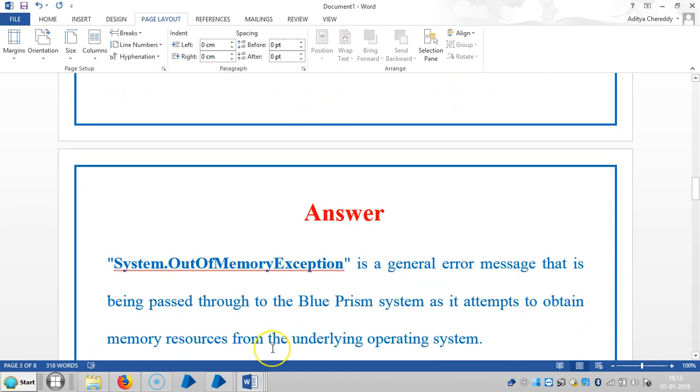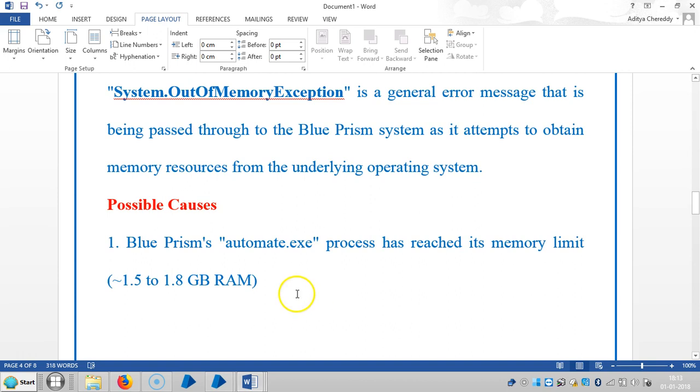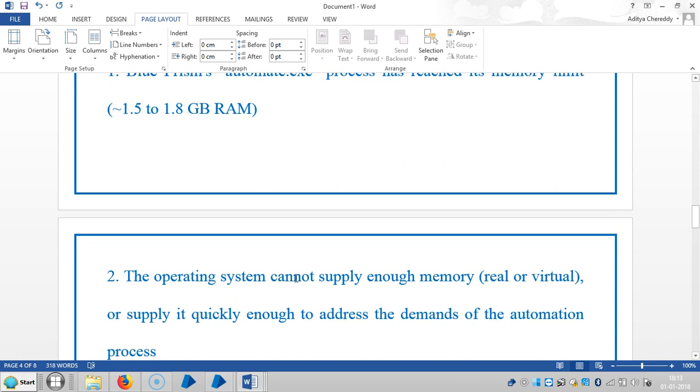The answer for this question is: System.OutOfMemoryException is a general error message that is being passed through to the Blue Prism system as it attempts to obtain memory resources from the underlying operating system. The possible reasons for this: Blue Prism's automate.exe process has reached its memory limit, that is up to 1.8 GB RAM, and the operating system cannot supply enough memory, or supply it quickly enough, to address the demands of the automation process.